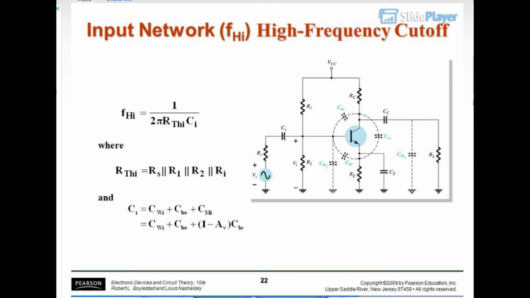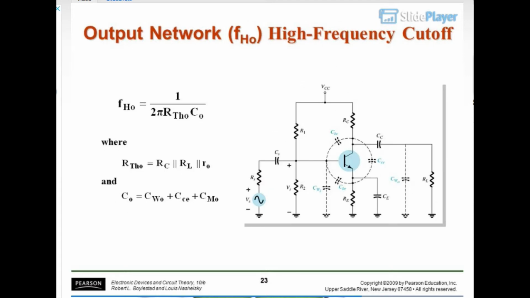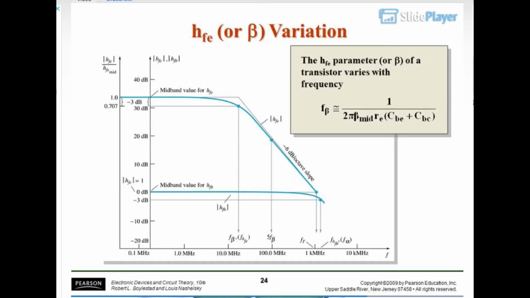21. Input network, FHi, high frequency cutoff, where. And 22. Output network, FHo, high frequency cutoff, where. And 23. Beta variation. The parameter beta of a transistor varies with frequency.